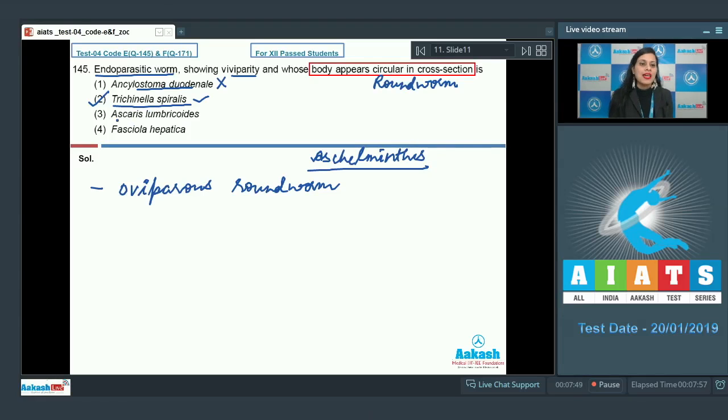The next option is Ascaris lumbricoides, and this is an incorrect option because Ascaris is an Aschelminth and it shows oviparity and not viviparity. The last option given is Fasciola hepatica, and this is an incorrect option because Fasciola hepatica, which is commonly known as liver fluke, is a flatworm belonging to the phylum Platyhelminthes and not a roundworm. So the correct answer to this question is option number 2. Let's proceed to the next question.